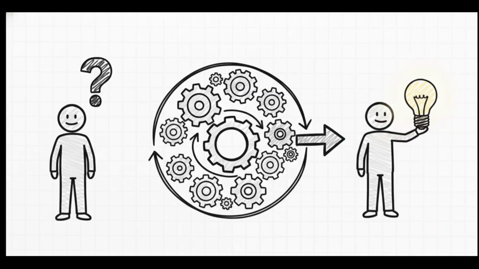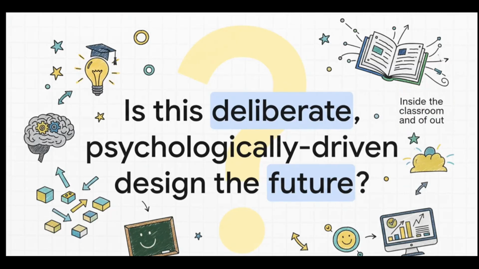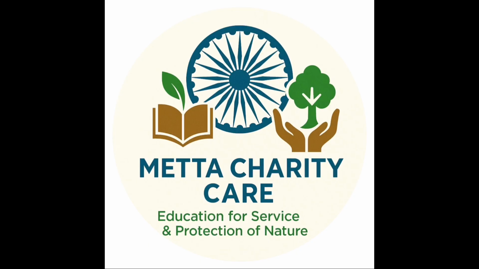So, what's the big takeaway here? You know, whether you're a student, an educator, or just someone who loves to learn, this shows that the most effective learning experiences are never an accident. They are systems, deliberately and carefully architected to guide a person from just having knowledge to having true capability. Which leaves us with one last, kind of provocative question. Seeing how a master's degree can be architected just like this, you have to wonder, is this kind of deliberate, psychologically driven design the future of all learning, both inside the classroom and out in the real world?